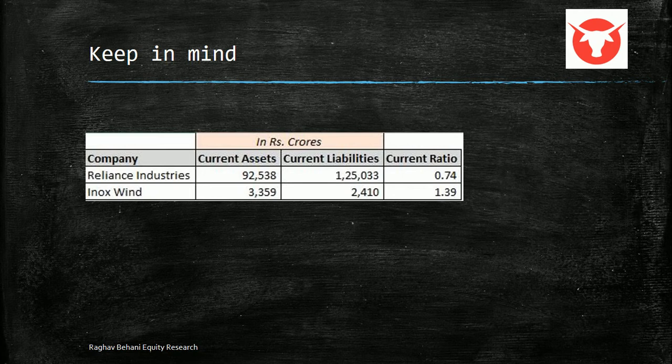Now keep in mind that though the thumb rule says that any current ratio below 1 shows short-term liquidity problems and a current ratio above 1 shows that the company enjoys considerable liquidity, this may not be true always. Reliance Industries has current assets of 92,538 crores and current liabilities of 1,25,033 crores. It has a current ratio of 0.4. Inox Wind has current assets of 3,359 crores and current liabilities of 2,410 crores, which means that it has a current ratio of 1.39. This does not mean that Inox Wind's short-term liquidity is better than Reliance Industries.